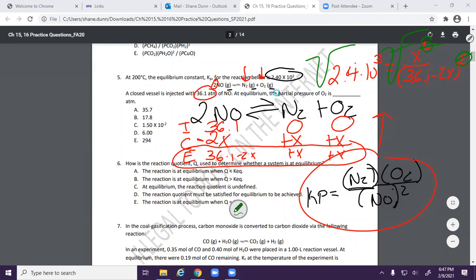There you go. So the square root of 2.4 times 10 to the third is, let me check my notes real quick, that's why I did this problem before, going to be equal to 49, equal to x over 36.1 minus 2x. To get x by itself, we're going to multiply by this side, get it over here, right? 36.1 times 49 is 1768. 49 times 2 is 98. That is all equal to x.